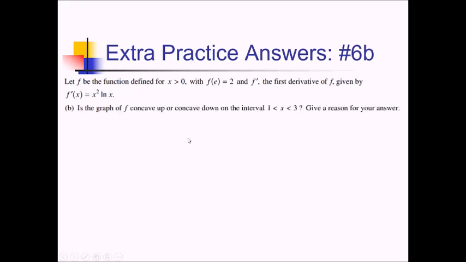On this problem part, they want to know if the graph of f is concave up or down on the interval from 1 to 3 and give a reason. So probably the easiest way to do this would be to figure out a formula for f double prime and then do a little sign analysis to see if it has to be positive or negative on the interval from 1 to 3.